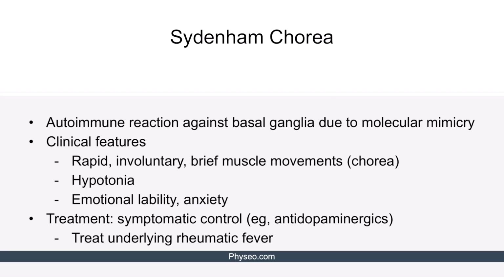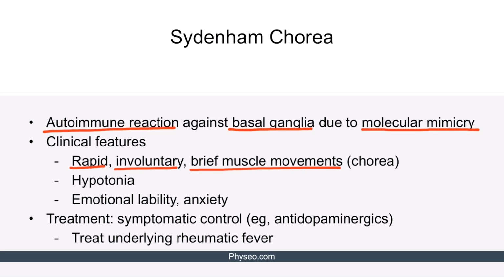Sydenham chorea is another complication of acute rheumatic fever to be aware of, particularly in children. It's an autoimmune reaction against the basal ganglia that occurs due to molecular mimicry. In essence, the antibodies produced against group A strep cross-react with the neuronal antigens in the basal ganglia in a process known as molecular mimicry. The clinical features of Sydenham chorea include rapid involuntary brief muscle movements, which is the definition of chorea. Notably, these movements tend to be worse with action.